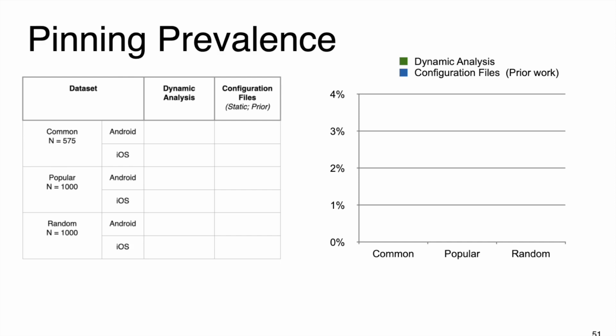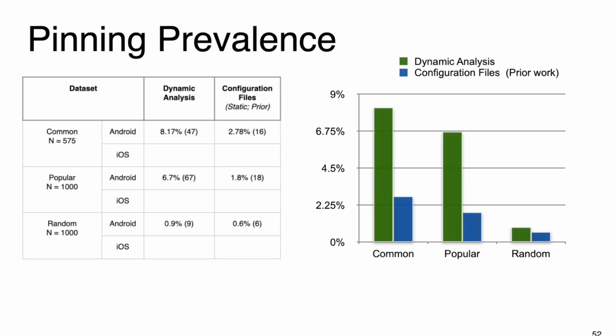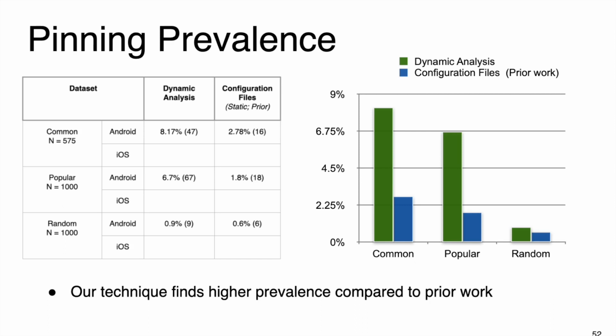We'd like to start out with comparing to prior work, and the apples to apples comparison with prior work can only be done for Android. We find that prior work consistently underestimates the prevalence of pinning. The greatest difference is in the popular Android dataset, where we find 6.7% pinning compared to 1.8%. Thus, our work provides a better understanding of the adoption of pinning, which was previously thought to be much lesser. Our findings also suggest that apps likely have many options and not use just configuration files to deploy pinning.